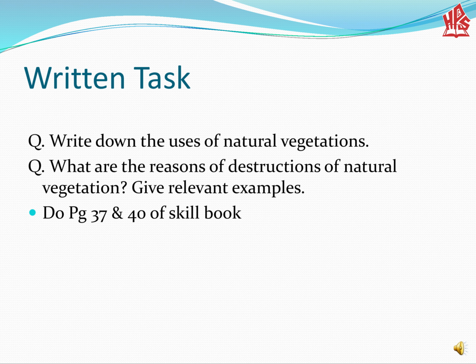In the end of the discussion, here I have given you some tasks which you have to do in your notebooks. Question 1: write down the uses of natural vegetation and the reasons of destruction of natural vegetation with examples. Also, you are supposed to do your skill book pages 37 and 40.